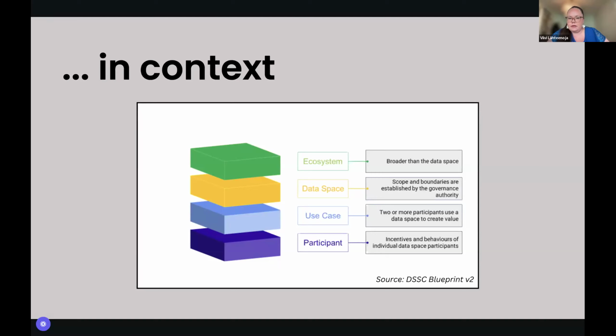A data space is something that is drawn, scoped and limited by the governance authorities' decisions and what we refer to as the rulebook or the governance framework of the data space. And the point of the data space is to support use cases where two or more participants use the data space infrastructure, framework, enabling services, and so on to create value for the individual participants in the use case, and therefore for the data space and the whole ecosystem.